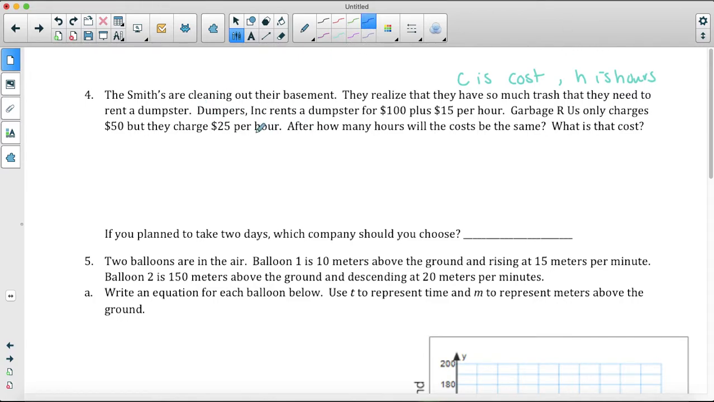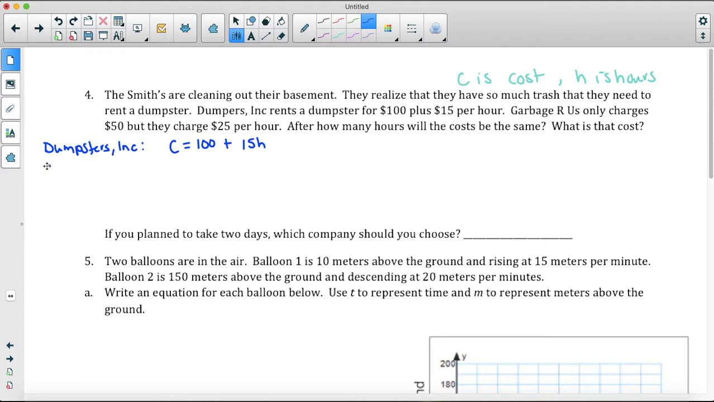So we have two different companies here. So Dumpsters Inc. would be that their cost is $100 plus $15 per hour. So we could say that the cost is equal to $100 plus $15 per hour, so that would be 15H.